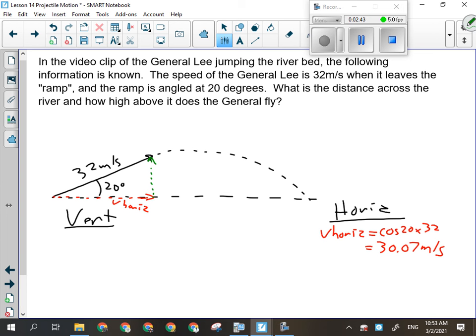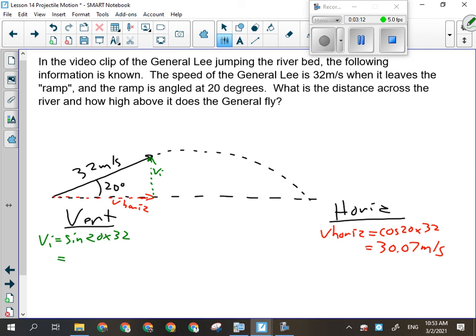The y component of this represents the initial vertical velocity of the generally. At time 0, at the instant the generally leaves the ramp on that side, this is how fast it's moving up. This is how fast it's actually going, 32, but the up part is the component we're worried about for the vertical information. Since it's the opposite side, we'll calculate it by going sine of 20 times the hypotenuse, 32.